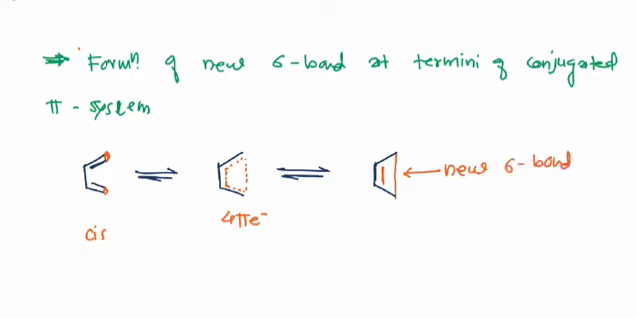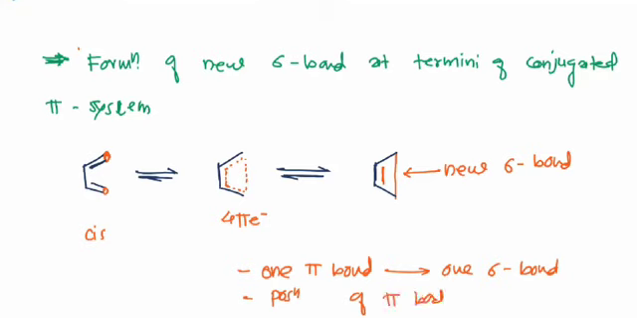Now here the total number of pi bonds is 2 in the reactant, and in the product only 1 remains. That means 1 pi bond is broken, so 1 sigma bond should be developed. This chemistry must be remembered. So 1 pi bond is going to convert into 1 sigma bond. And the second difference is that the position of the pi bond also changes. Now this is about butadiene.